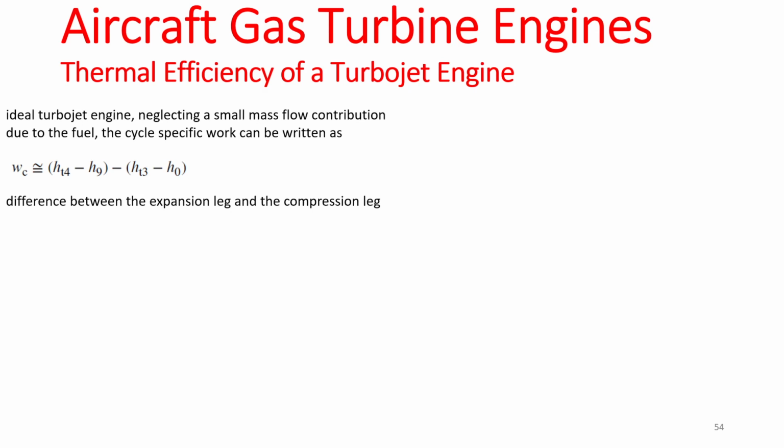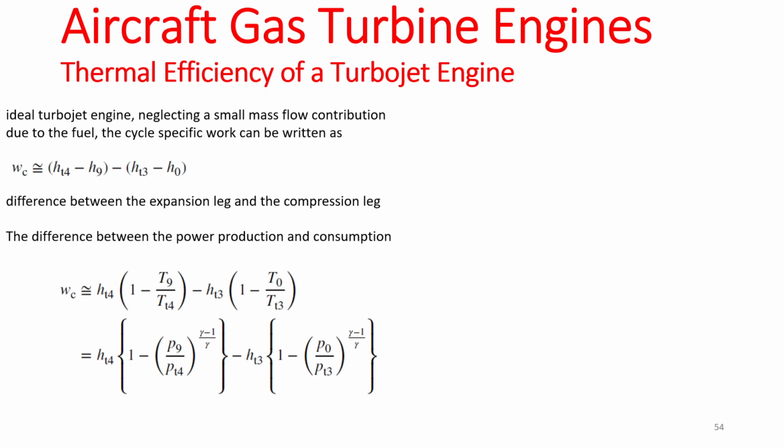Which essentially is the difference between the expansion leg and the compression leg of the engine, of the turbojet engine. Or we can say this is the difference between the power production and the consumption. Okay. You can actually play with the equation a little bit.